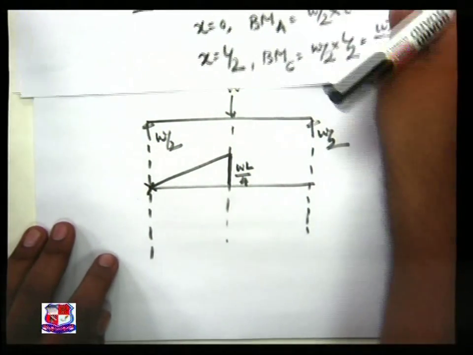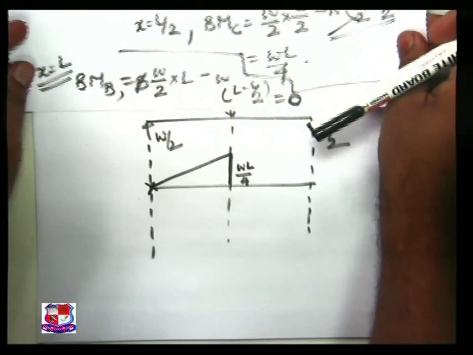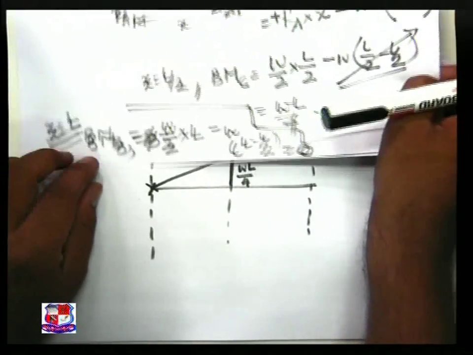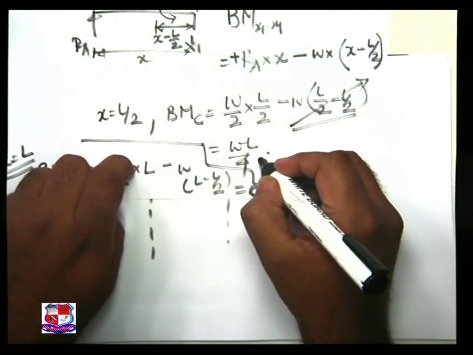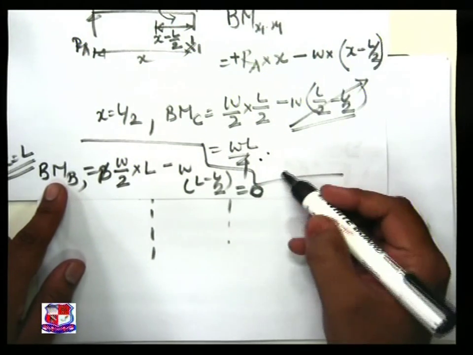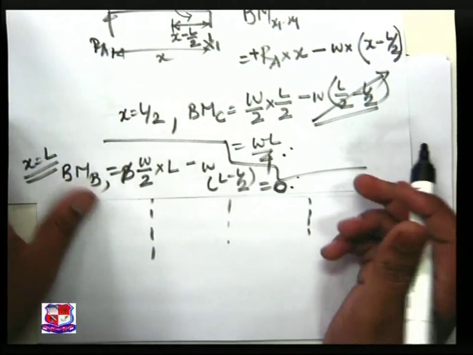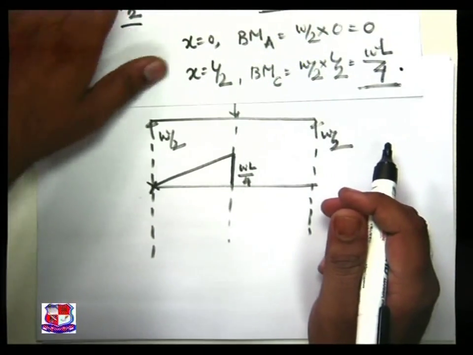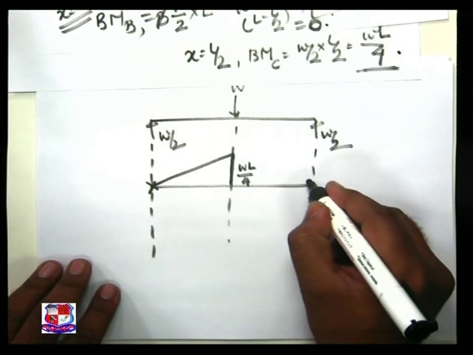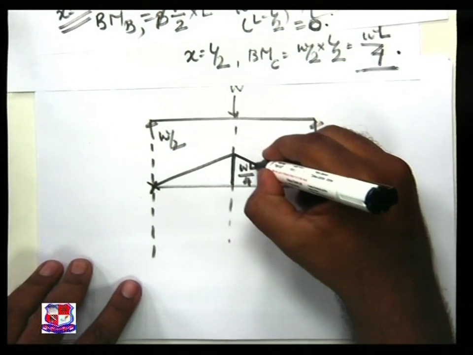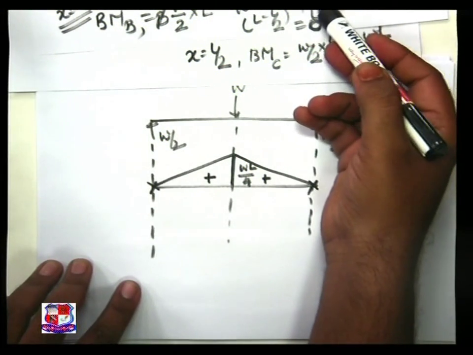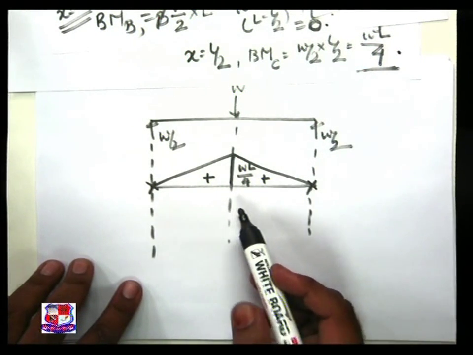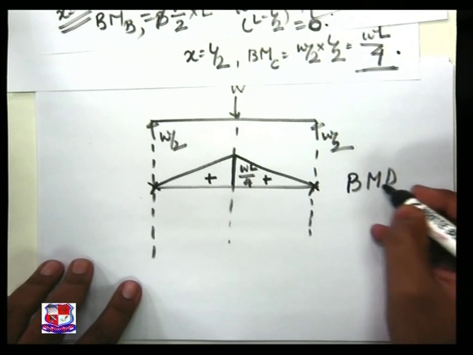Now observe the next section, x1 x1. Here visualize that at point C it is once again WL by 4, while at point B, that is support B, the value comes to be 0. So at support B the value is 0, with linear variation and a plus sign. Why plus sign? Because you obtain plus WL by 4 at all the places. So this is our bending moment diagram.